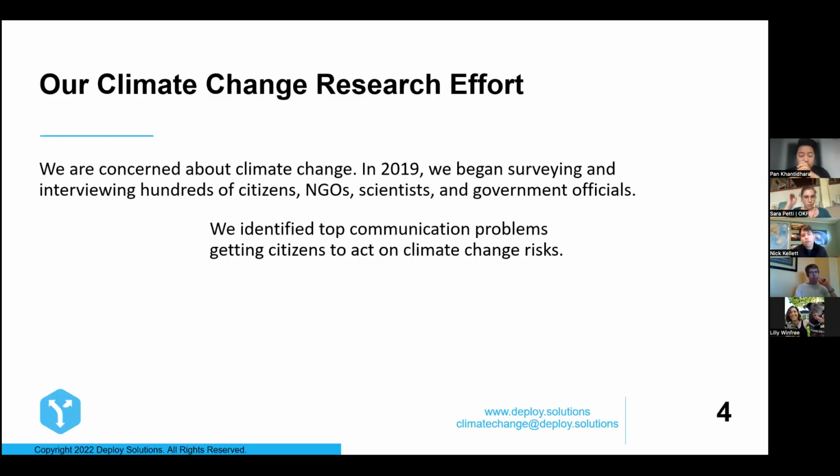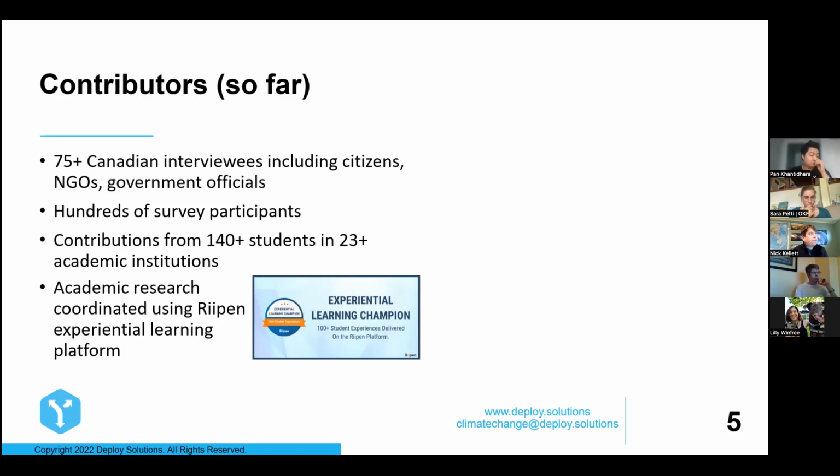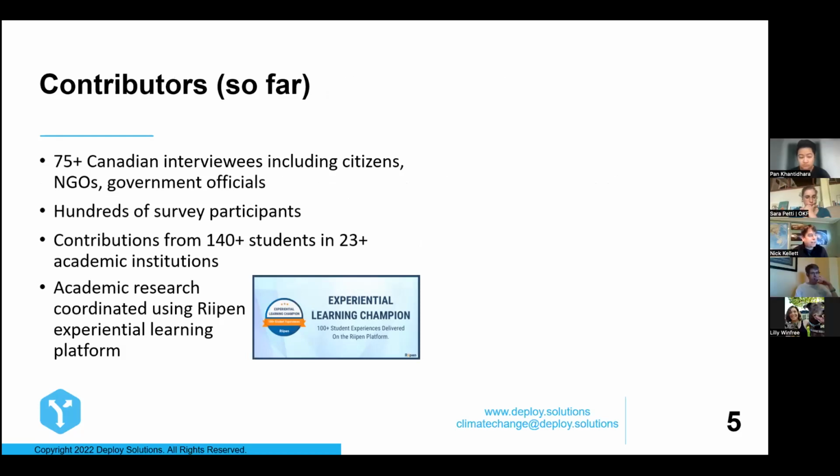And we focused on the top communication problems that prevent citizens or individuals and communities from acting on climate change risks. And we've been working on prototypes to build software that will help with that. So far, we have talked to over 75 people in Canada. We've talked to hundreds of survey participants. We've had 140 students in 23 academic institutions across the world assist us in one way or the other. We think that'll be up to about 200 by the end of the year. So we're really heavily focused on working with students to try to explore concepts. Frictionless helps us with that as well, and we can talk about that a little later if you're interested.